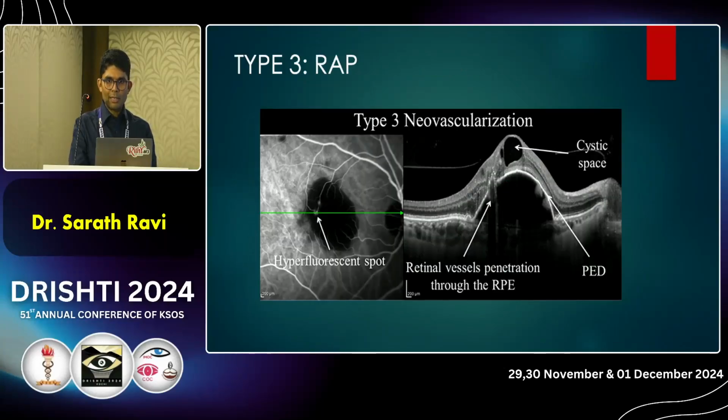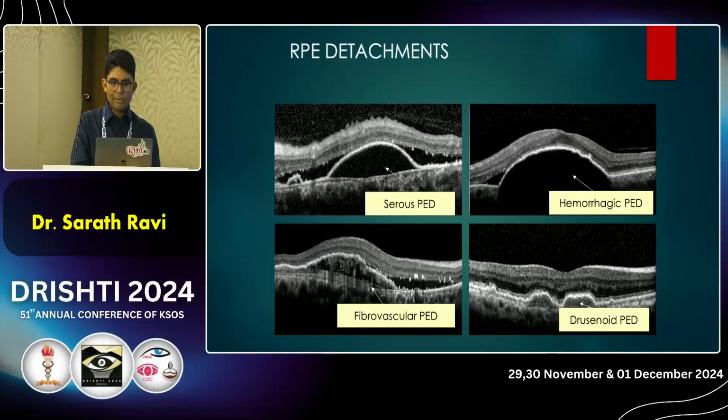Type 3 neovascularization or intraretinal neovascularization or RAP lesion usually is identified by the presence of cystoid macular edema or pigment epithelial detachment. There could also be an intraretinal hyperreflective lesion corresponding to the intraretinal neovascularization. Serous PEDs are usually seen as a smooth elevation of the RPE over a hyporeflective space, whereas your fibrovascular PED is an irregular elevation of the RPE, and you have a heterogeneous feature behind the detached RPE.